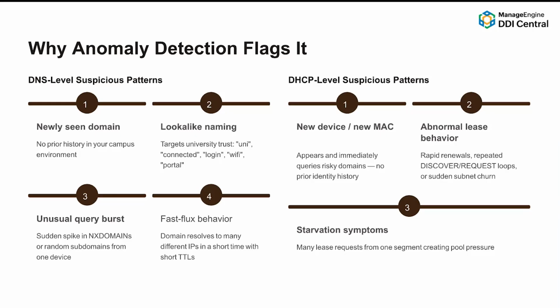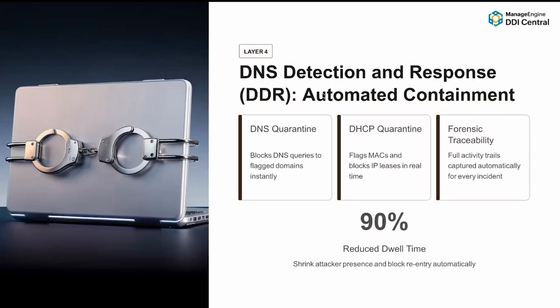And once you can see it, the next question becomes, how do we stop it without breaking the network? So this is where our DNS detection and response layer, or the DDR layer, comes to the fore and acts automatically with zero touch containment. So we literally arrest the devices right in the network following a three-pronged approach.